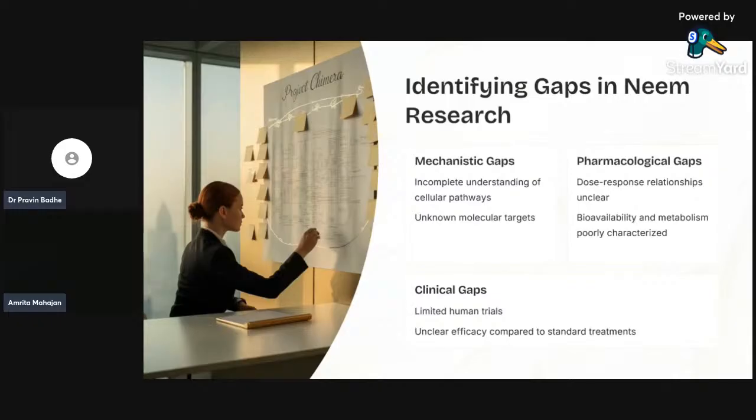That is, the dose response relationships are unclear. What is the bioavailability or metabolism? They have mentioned that it is poorly characterized for long-term chronic inflammation. So what about that? Then come the clinical gaps. There are limited clinical trials that have been done with neem research, and unclear efficacy compared to any standard treatments. So this is how you have to find out in which particular area the gaps are, and how you question yourself and find those unanswered questions.